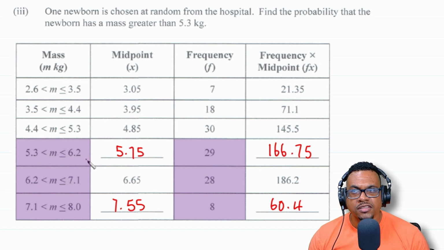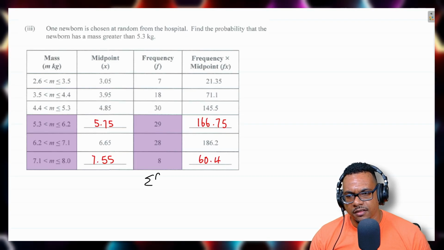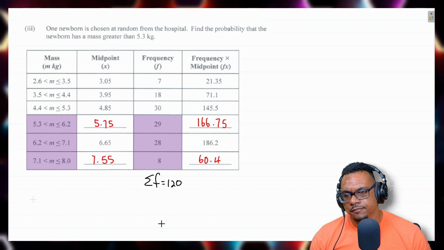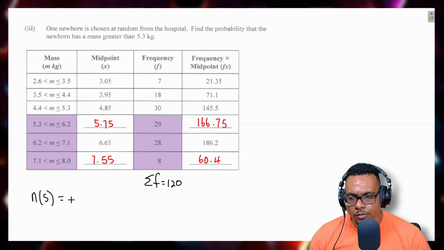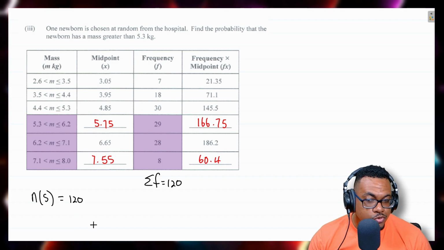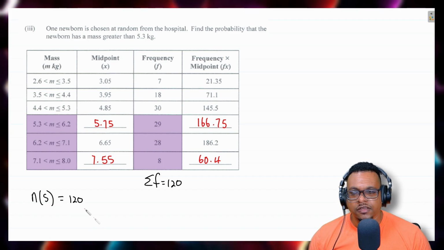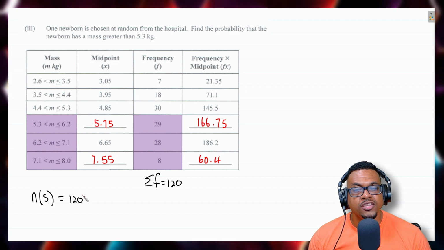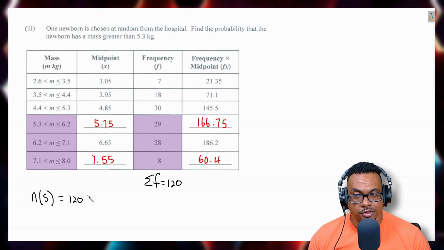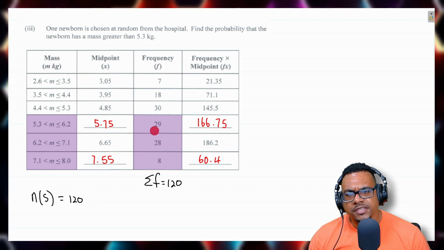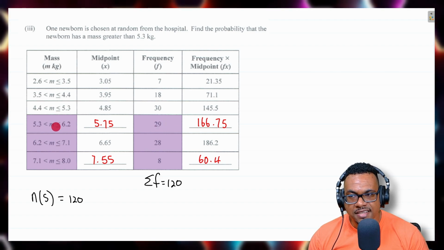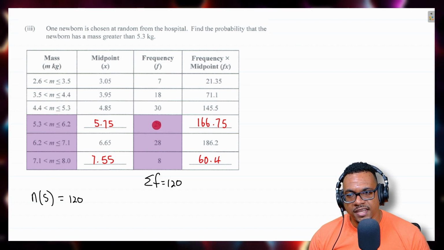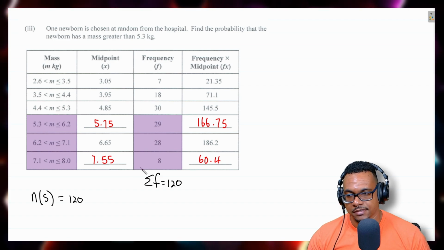So remember, the total number of newborns was 120, which was sigma f. Which means the number of elements in our sample space is 120, because that's the total number of newborns. So now all you have to do is calculate how many newborns have a mass greater than 5.3. And the frequency will give us the number of newborns. So starting from this class interval, we go down. So that's 29 plus 28 plus 8.